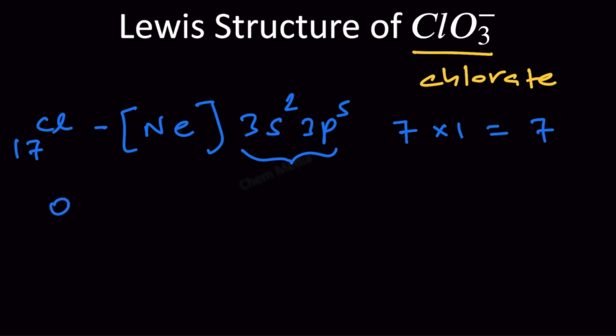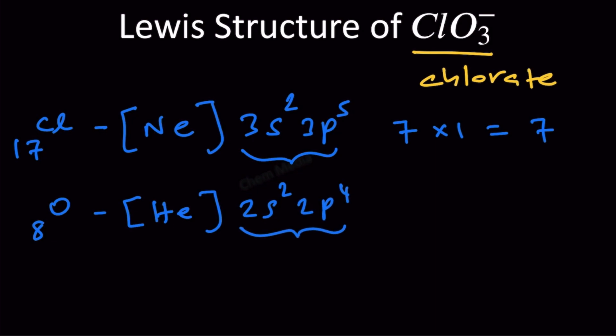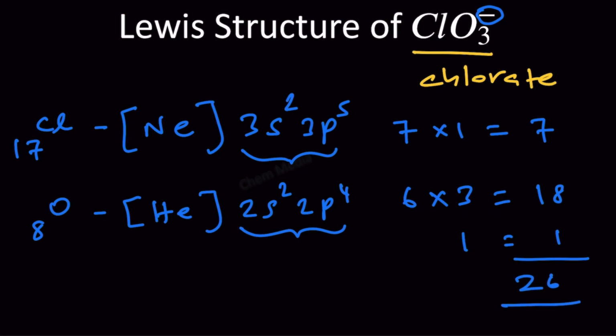And then oxygen atomic number is 8, therefore the electronic configuration is [He], that is the core, and then 2s2 2p4. So we have 6 valence electrons in oxygen, but we have 3 oxygen atoms, so therefore 3 times 6 equal to 18. And then for the negative charge, we need to put 1 electron. This is for the negative charge, and therefore 7 plus 18 plus 1. This means that we have 26 valence electrons in the chlorate ion.